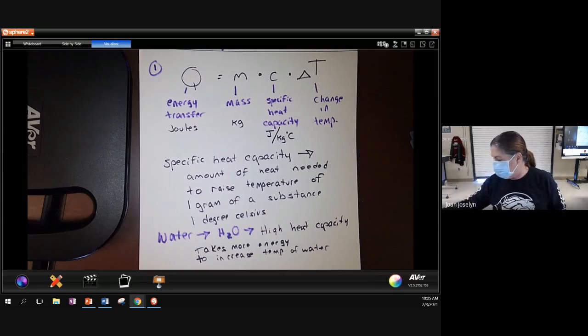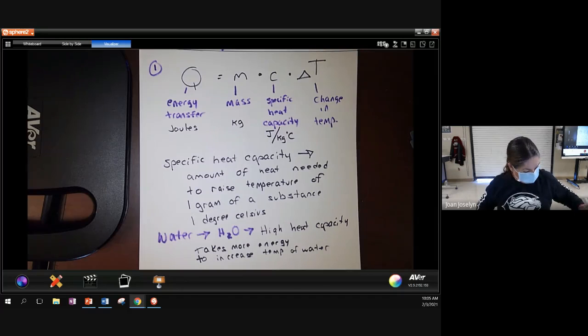Okay, 3 more equations. They are simpler than this one. And then you're done. Yeah. Make sure you prop the door so you can get back in. And use the QR code, please. Project Lead the Way.